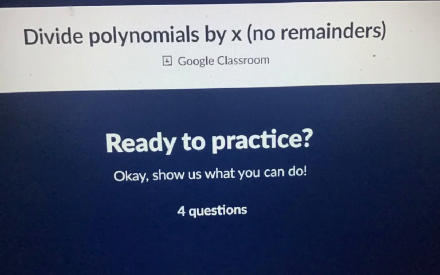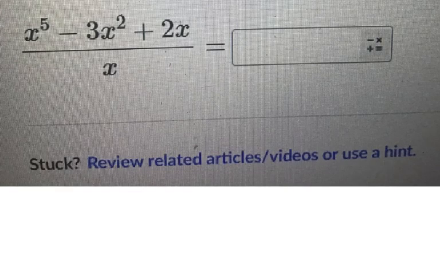All right, divide polynomials by x, no remainders. Again, this is in Khan Academy. So what do I do on this problem? Now, guys, what's cool about this is I'm reminding you of the power of the distributive property. Notice I'm taking all of this and I'm trying to divide by x, right? Well, what can I do?